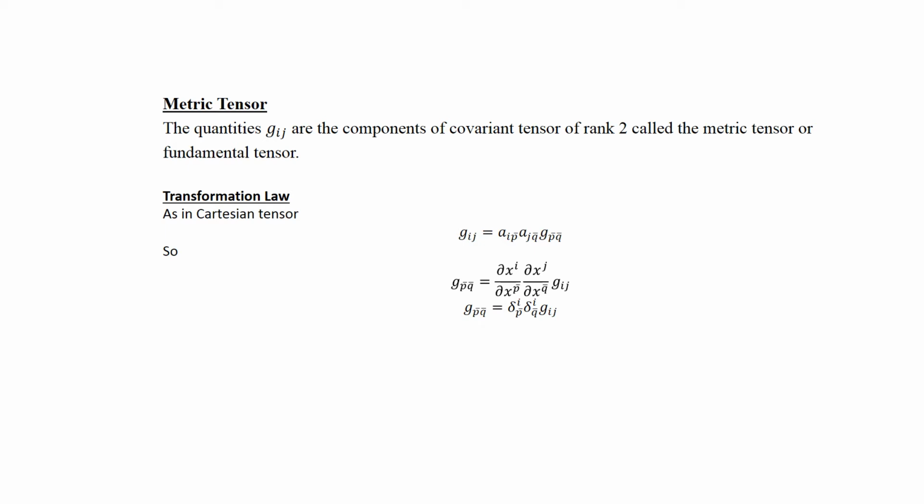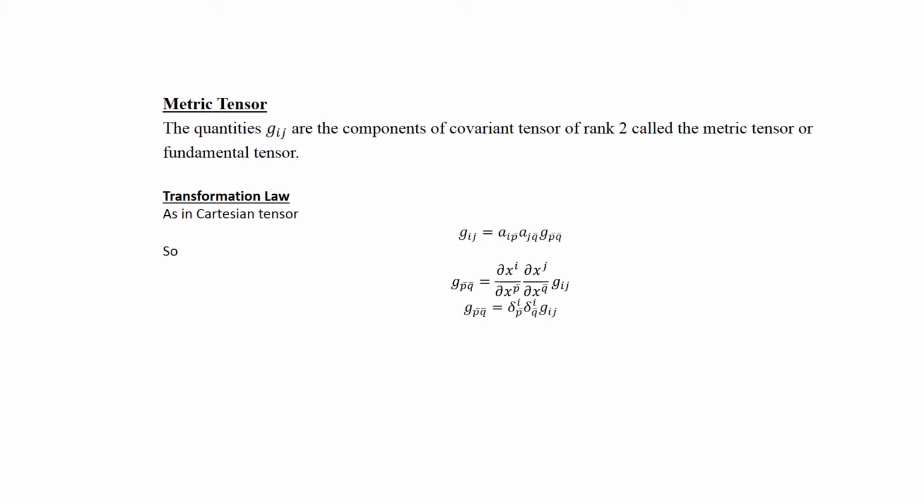AIP and AJQ are direction cosines. These are the cosine of the angle between the I coordinate and the P coordinate, and similarly AJQ bar is the cosine of the angle between the J coordinate and the Q bar coordinate. We are dealing with two coordinate systems: the simple IJK system and the P bar Q bar system.